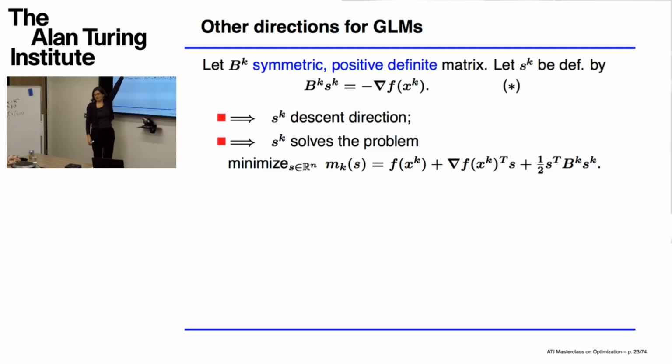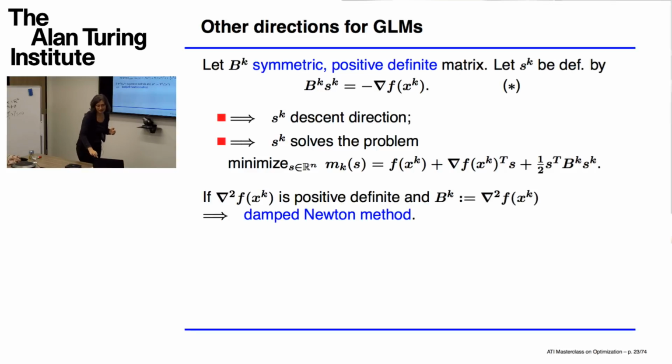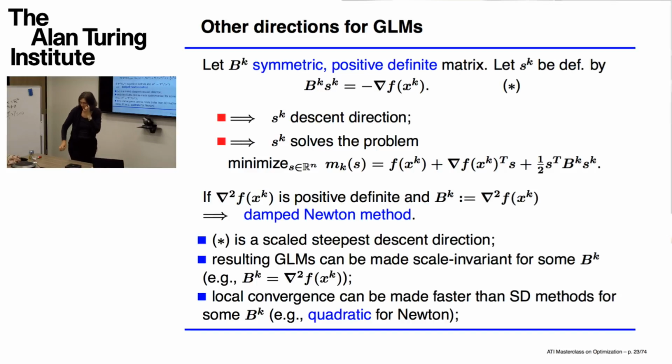Newton. Okay, so if you haven't encountered this, if Bk is exactly the second derivative matrix of f, then this would give us what's called the Newton direction, and we will see that that direction is actually very fast locally. Think of this kind of direction as the solution of this quadratic model.